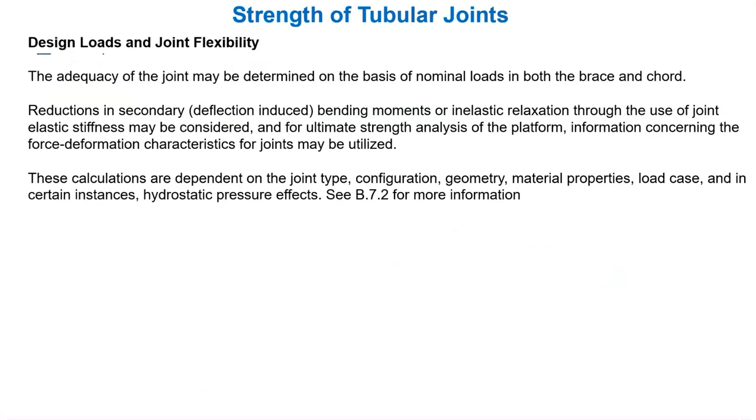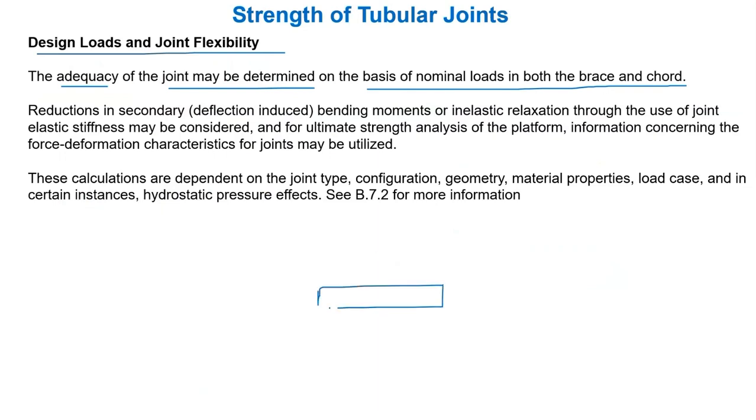Okay, then if you see here, design loads and joint flexibility, adequacy of the joint may be determined on the basis of nominal loads in both brace and chord. Yeah, so this is the chord member, this is the brace member. Whatever the loads are coming, nominal loads, based on the loads, we can calculate whether the joint is having sufficient capacity or not. That's how the adequacy of the joint we can determine.